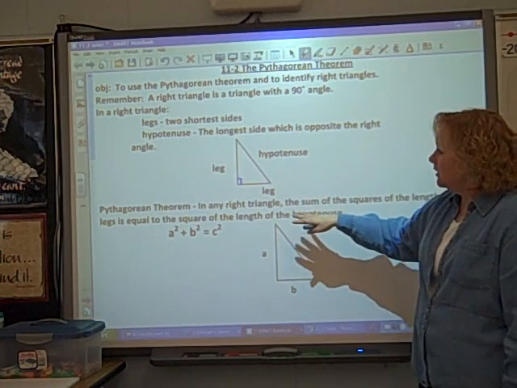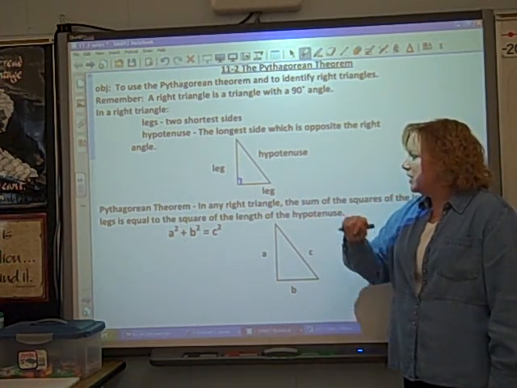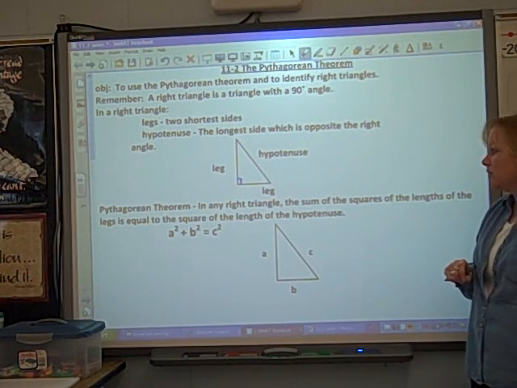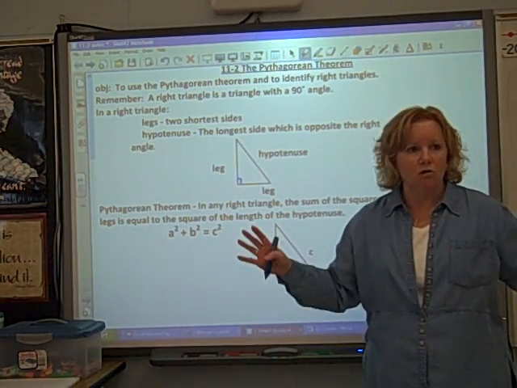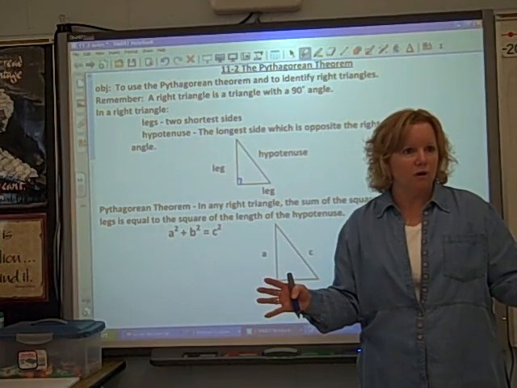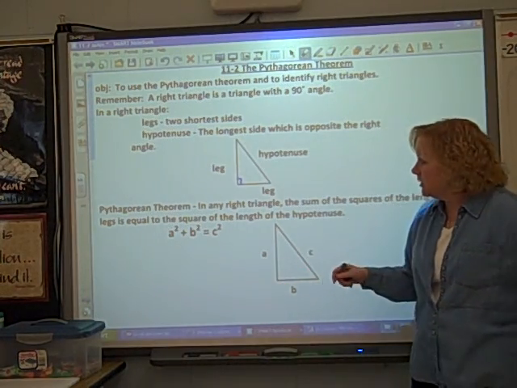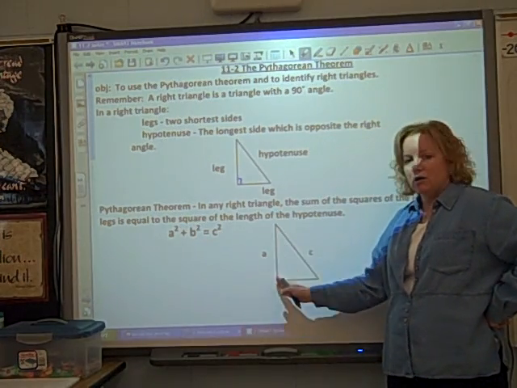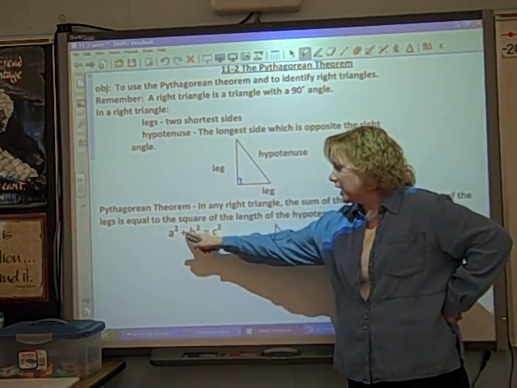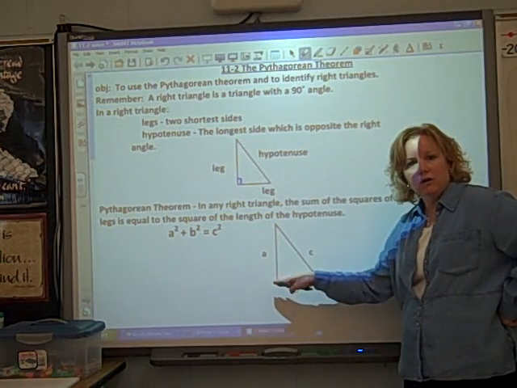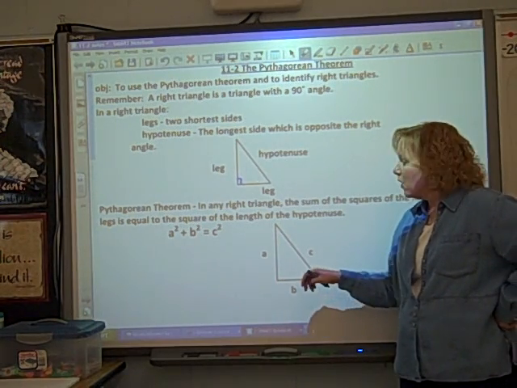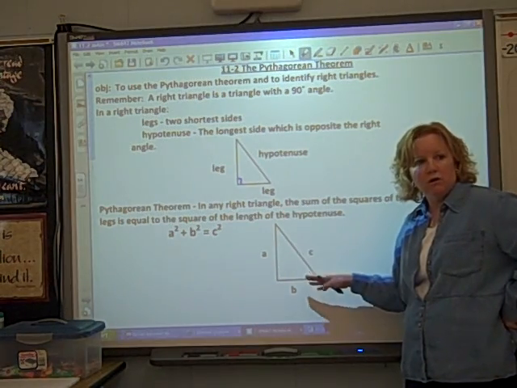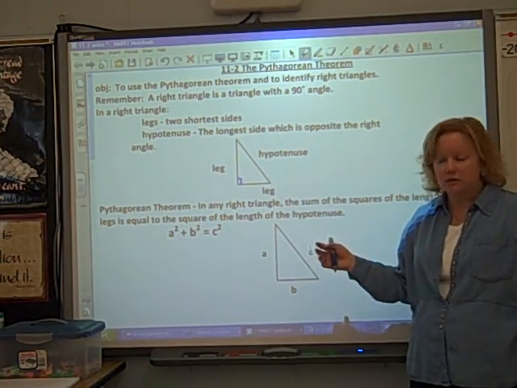Okay, first of all, Pythagorean theorem. In any right triangle, the sum of the squares of the length of the legs is equal to the square of the length of the hypotenuse, which means a whole lot of nothing when you say it that way, right? Here's what it really means. They're saying that this leg right here, squared, plus this leg right here, squared, will always equal your hypotenuse squared. Does that make sense?